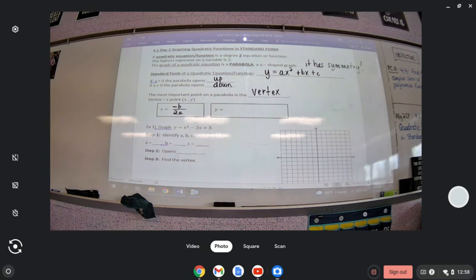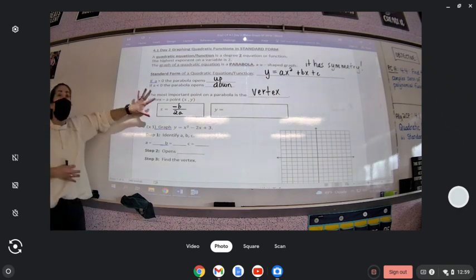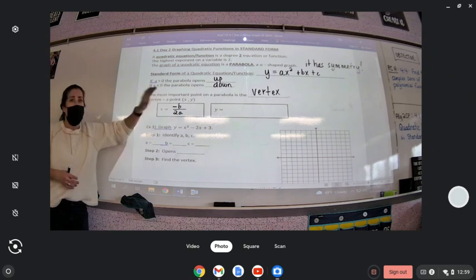I always read it as the opposite of b, but yes, it's negative b. It's negative 1 times b. So it'll be the opposite of whatever the b value is in the equation. If b was negative 4x, it would be positive 4, the opposite. Okay? All right. So your x-coordinate will always be found using that formula.